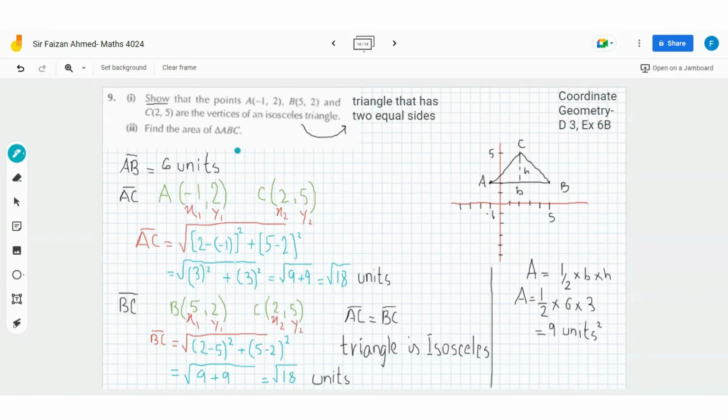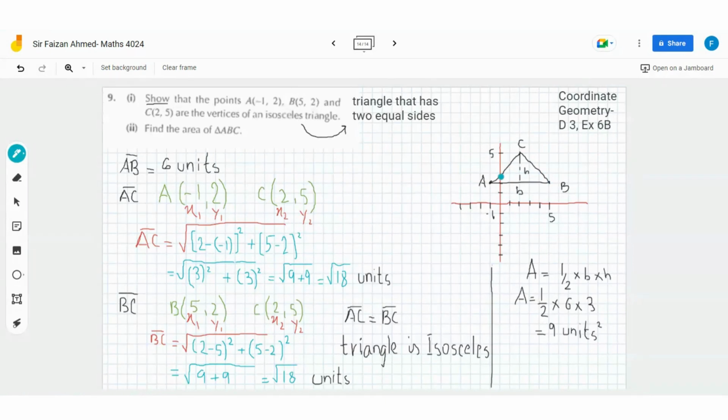So we will just start off with finding out the length of all the three sides. We are starting with the length of AB first. Why? Because AB is a horizontal line, or you can say a straight line. So we do not need to use the distance formula now. We will just count the number of boxes: 1, 2, 3, 4, 5, and 6. So 6 units is the length of AB. And now in order to find AC and BC, I have to use the distance formula since the line is slant. I cannot count out the number of boxes.